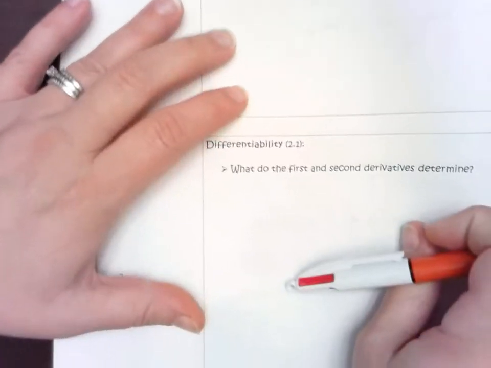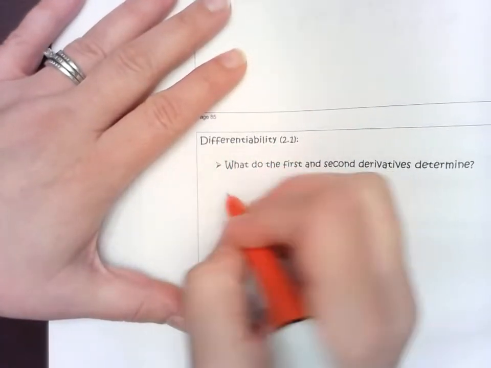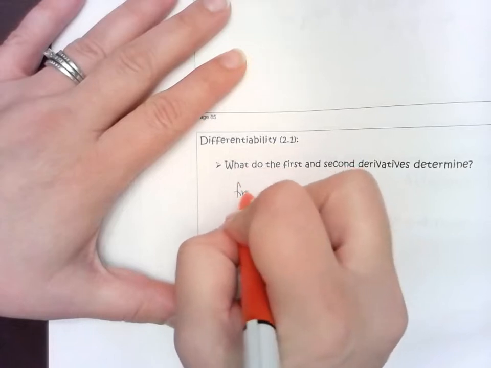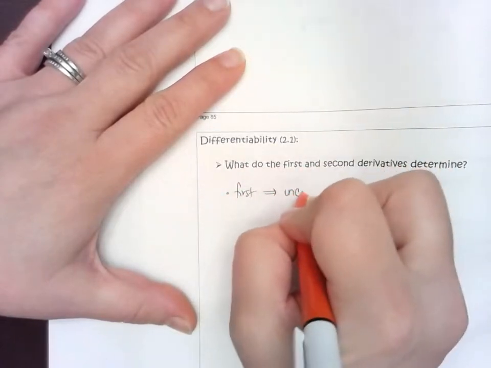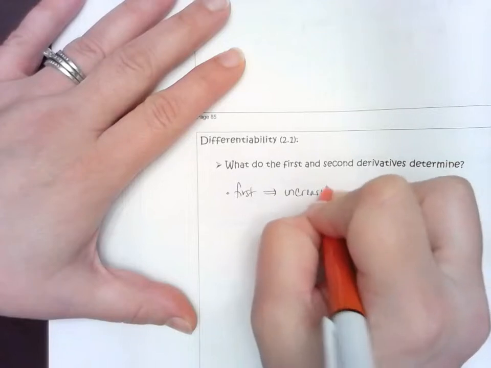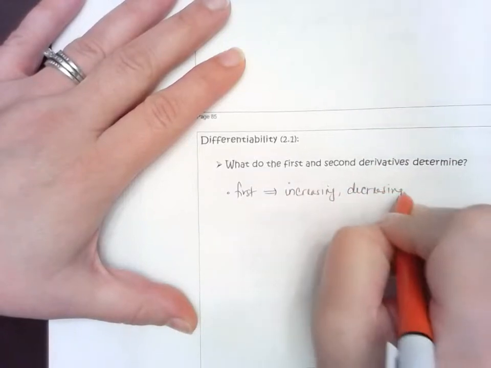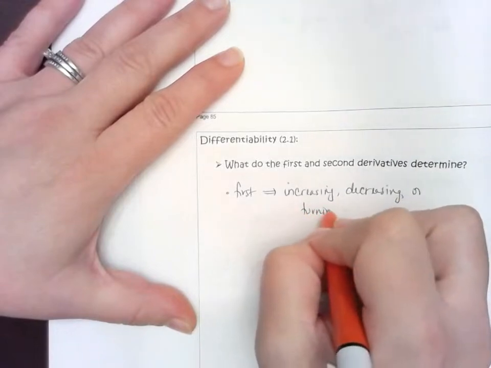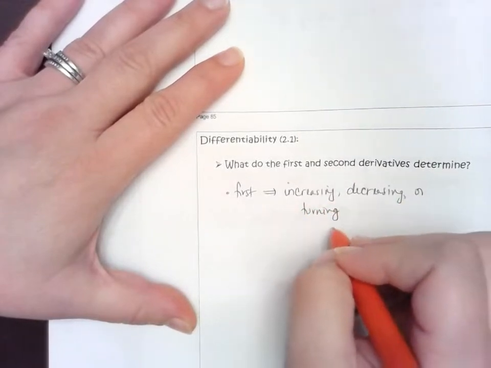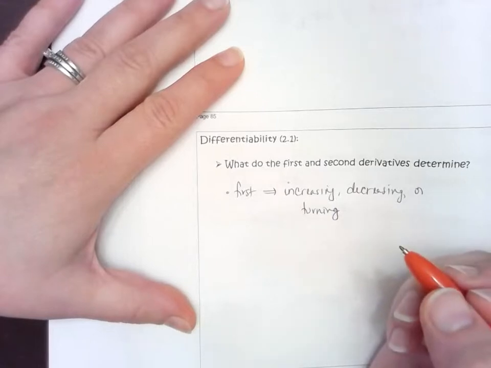What do the first and second derivatives determine? So we're at differentiability now, chapter 2 information. First derivatives determine whether the function is increasing, decreasing, or turning. Now, if it doesn't fit into any of those three categories, then it must not have been a differentiable number.